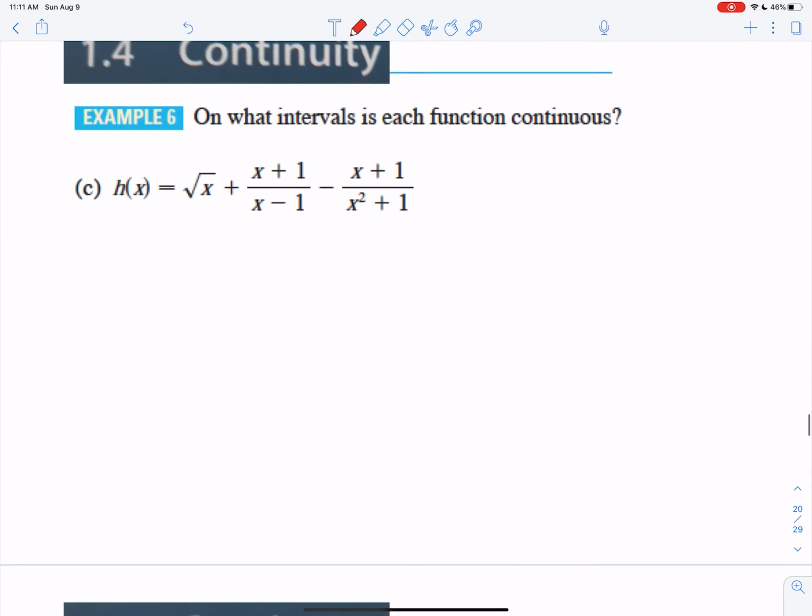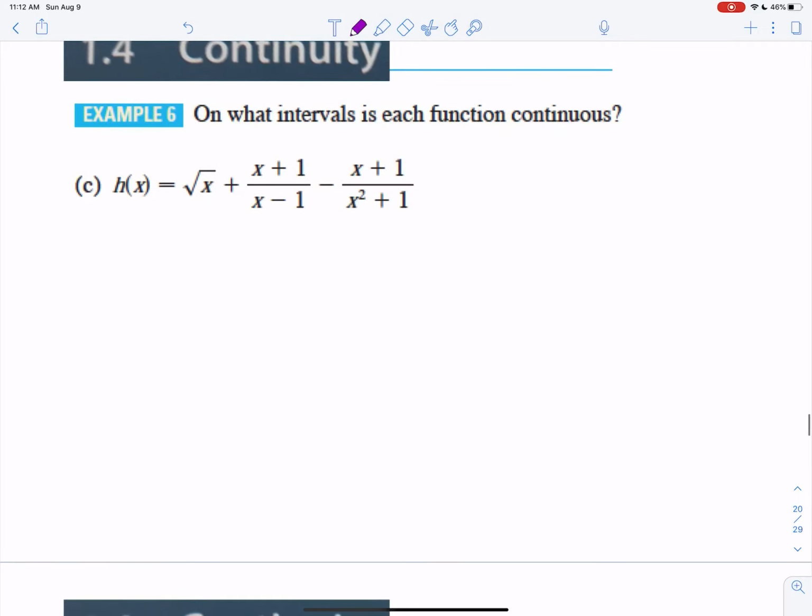Cool. Here's part C. Here we go. So do we have square roots? We do. We have square roots right here. Do we have fractions? We do. We have a lot going on here, okay? So let's deal with the fractions first, okay? So we want to make sure that we cover our denominators. We set those equal to 0. Okay? So right here, I know that x is going to come out to 1 if you solve it.